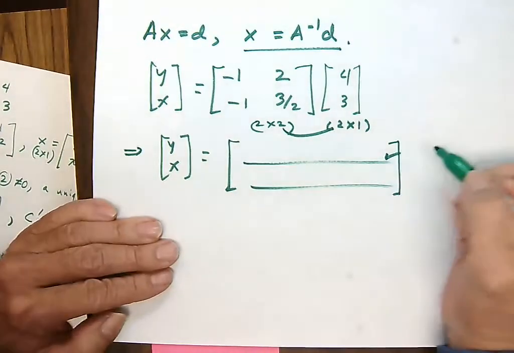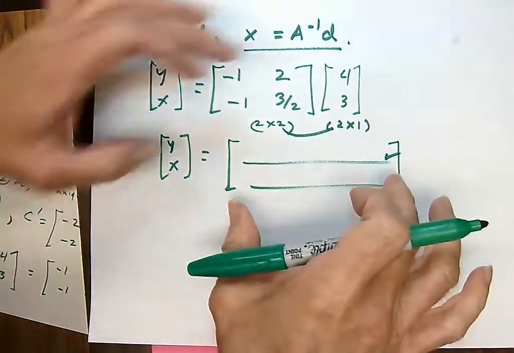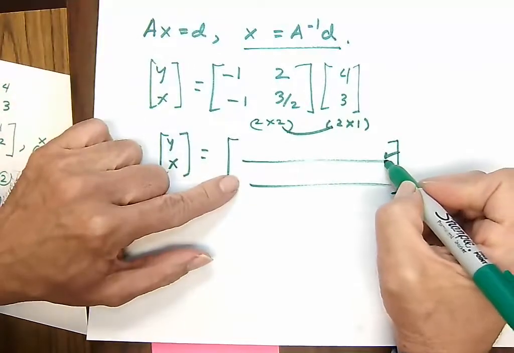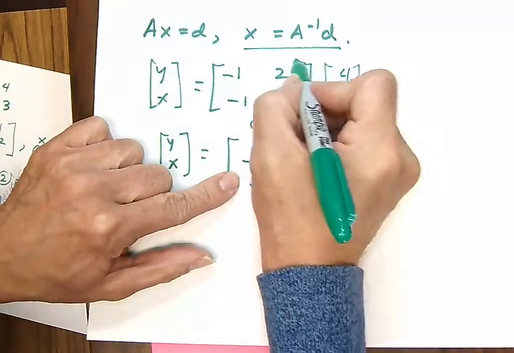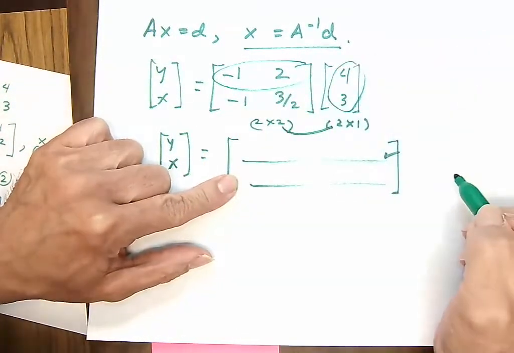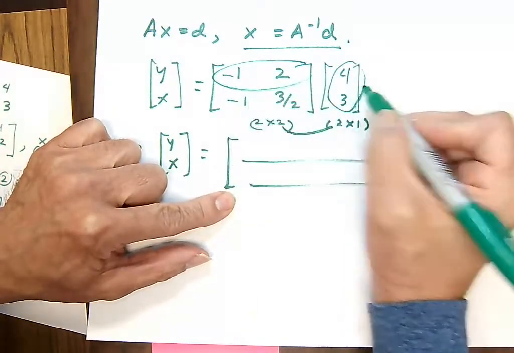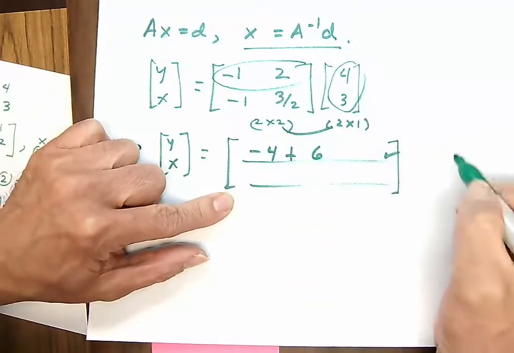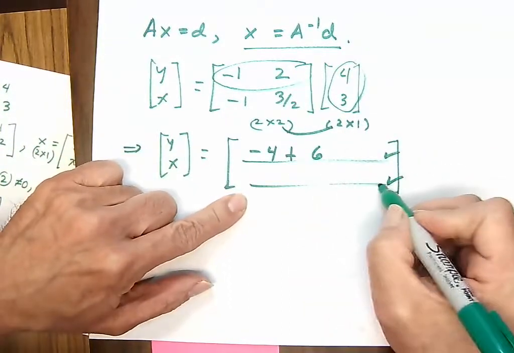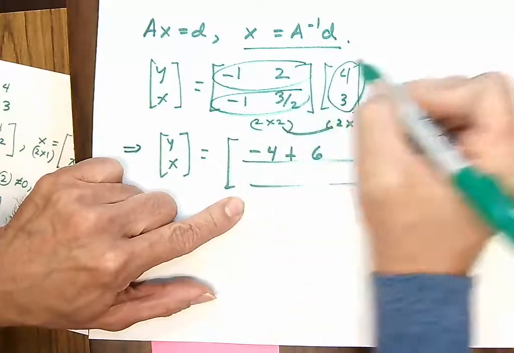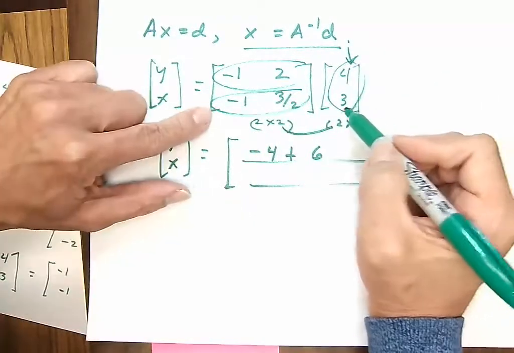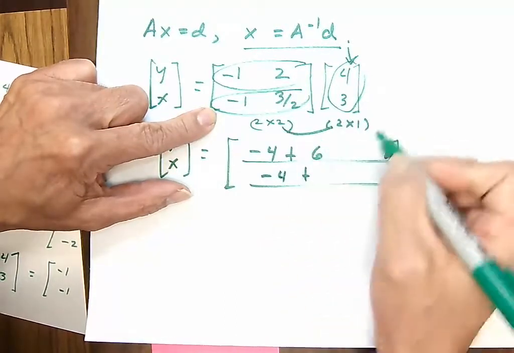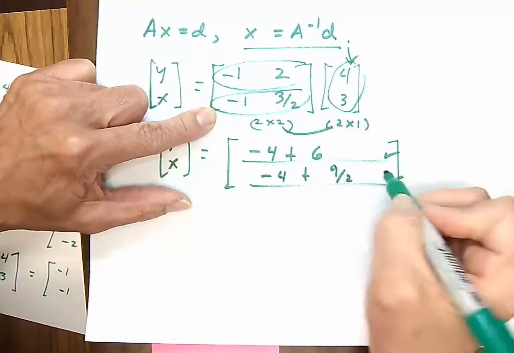So how do we find this first element? This is our product matrix of these two matrices multiplied together. So this is the element in the first row, first column. We take the first row of the lead matrix times the first column of the lag matrix. Minus 1 times 4 is minus 4, plus 2 times 3 is 6. For the element in the second row, first column, we take the second row of the lead matrix and the first column of the lag matrix. Minus 1 times 4 is minus 4, plus 3 halves times 3, which is 9 halves.